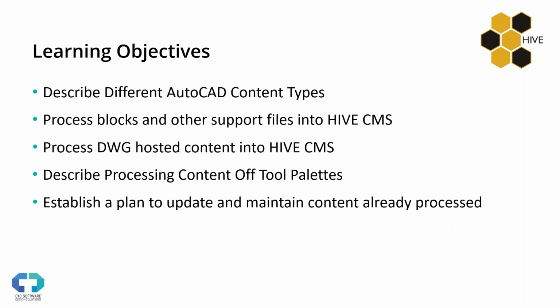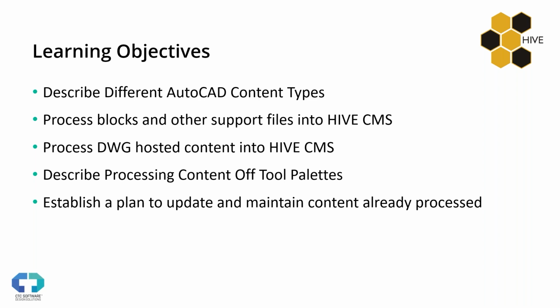So we're going to talk about some of the different AutoCAD content types that we can add. I'm going to go through and specifically process blocks and some other kinds of files into the HIVE CMS. There is DWG hosted content that we're going to process in. This is where it becomes very specific to Civil 3D. We're also going to take a look at a little bit of the workflow for processing content off tool palettes. I'm not actually going to do that step today, but the process is very similar to doing DWG hosted content, which is why I'm not just going to repeat it straight out.